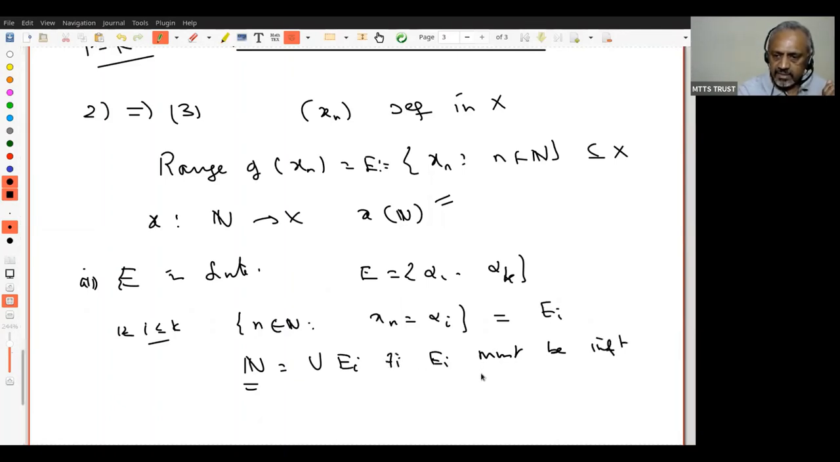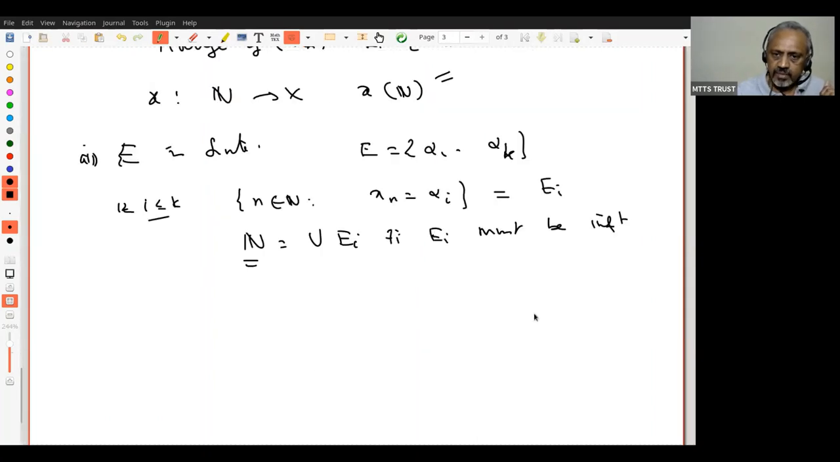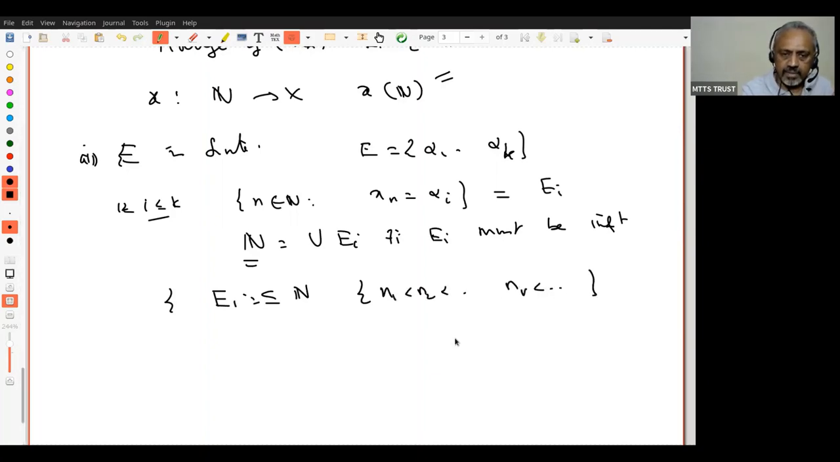I said that E_i must be infinite. What does that mean? Look at the set E_i. This is a subset of natural numbers, right? So I can write it as n1 < n2 < ... < nr, etc. Because E_i is an infinite subset of N, let n1 be the least element of E_i.